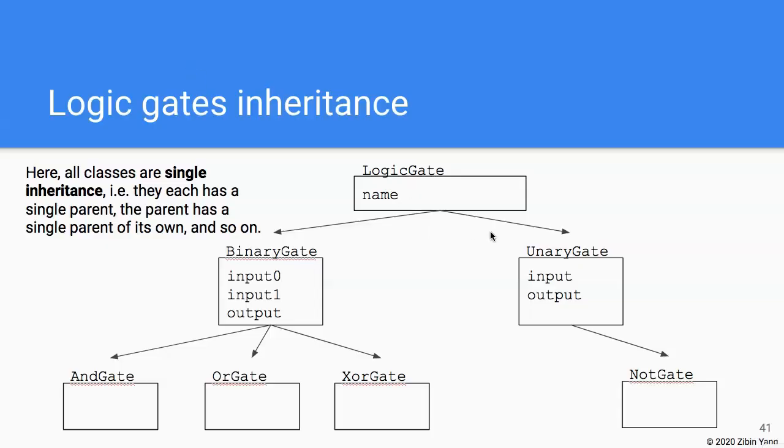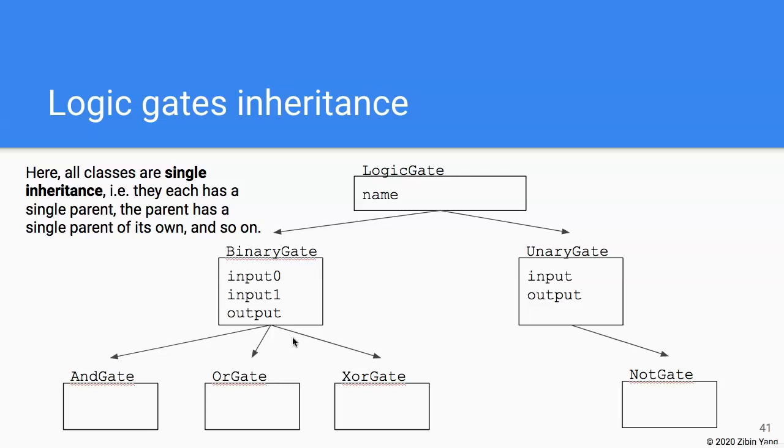Now, this is the logic gate inheritance that we did in a previous assignment. So hopefully you remember the detail, but as a quick review, at the bottom here, there are these AND gates, NOT OR gates, and XOR gates. They are all gates with two inputs, one output, so they all inherit from binary gate. And the NOT gate is the only unary gate that has one input and one output. Now, both of these binary gate and unary gate, they inherit from the logic gate.